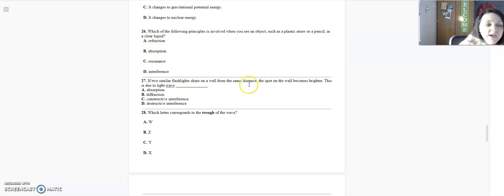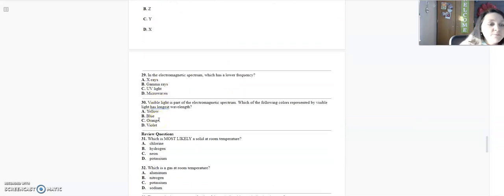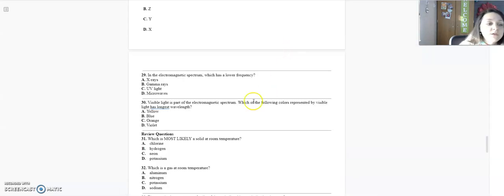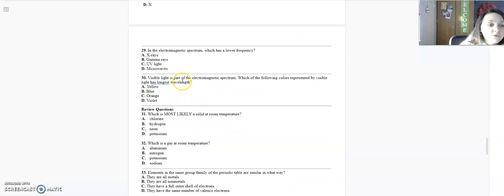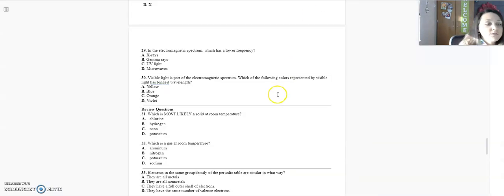If two flashlights shine on a wall, the spot on the wall becomes brighter. This is due to constructive interference. You have two waves building on each other. The trough, you know, is the bottom part of the wave. In the spectrum, which has a lower frequency? Anything to the left is going to have a lower frequency. So if we look to the left, X-rays, gamma rays, UV, microwaves. Microwaves is going to be the farthest left out of those choices.